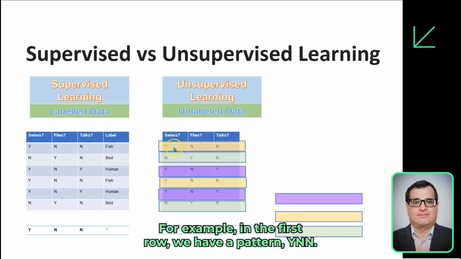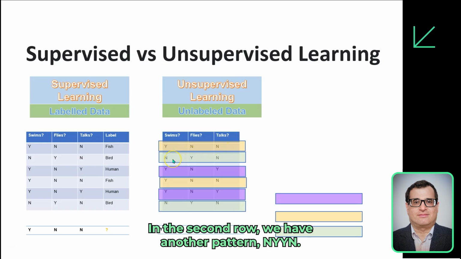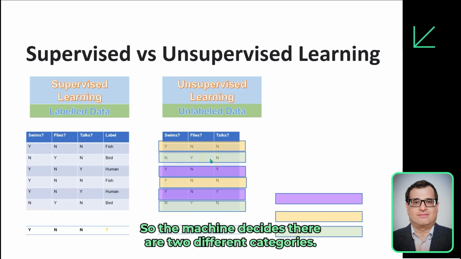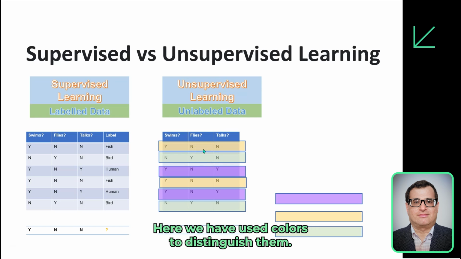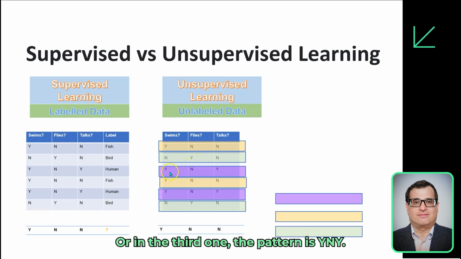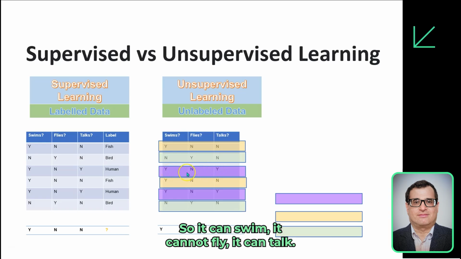For example, in the first row, we have a pattern Y, N, N. In the second row, we have another pattern N, Y, Y, N. So the machine decides there are two different categories. Here we have used colors to distinguish them. Or in the third one, the pattern is Y, N, Y. So it can swim, it cannot fly, it can talk.